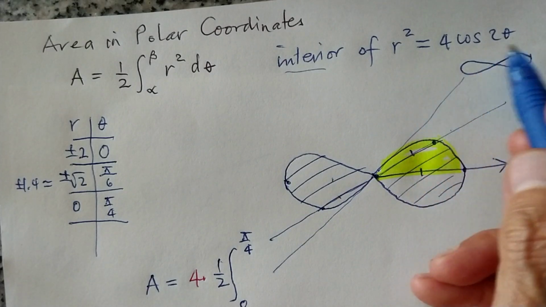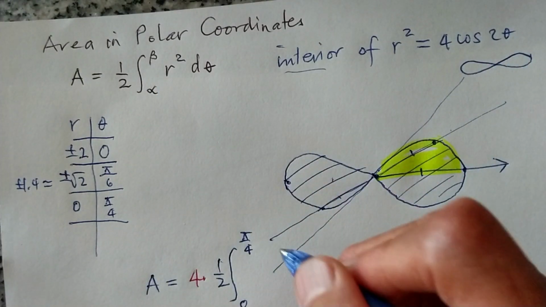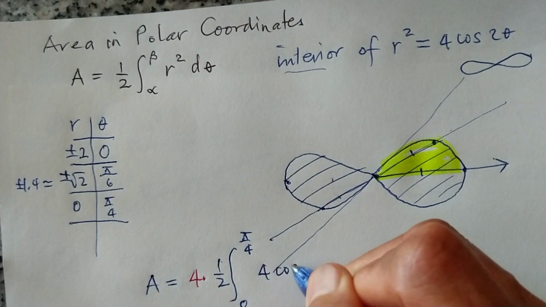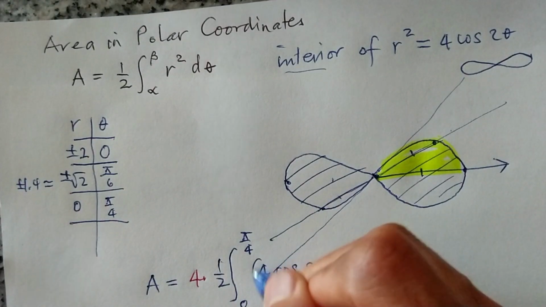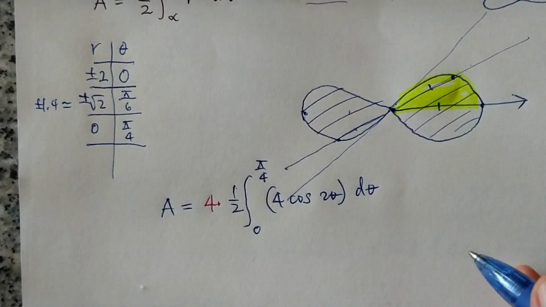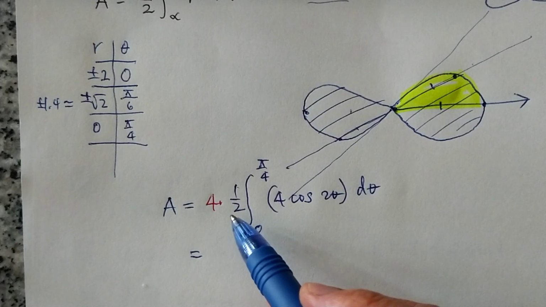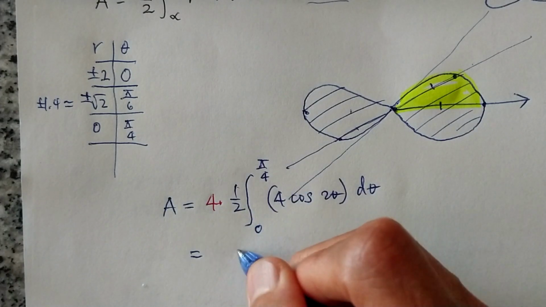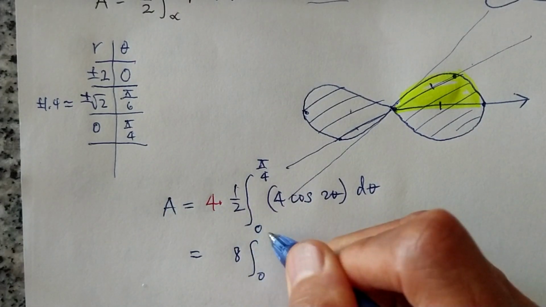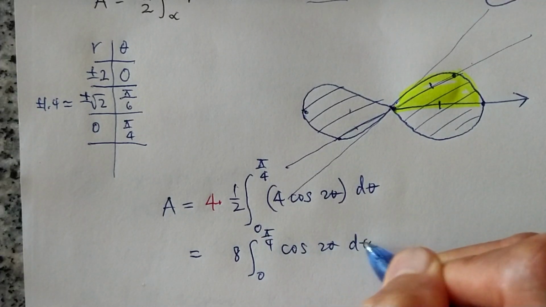And r squared is 4 cosine 2 theta. I don't have to square that because it's already squared, so let me copy it, d theta. We can pull out that 4. So 4 times 1/2 is 2. 2 times 4 is 8. Cosine 2 theta d theta.